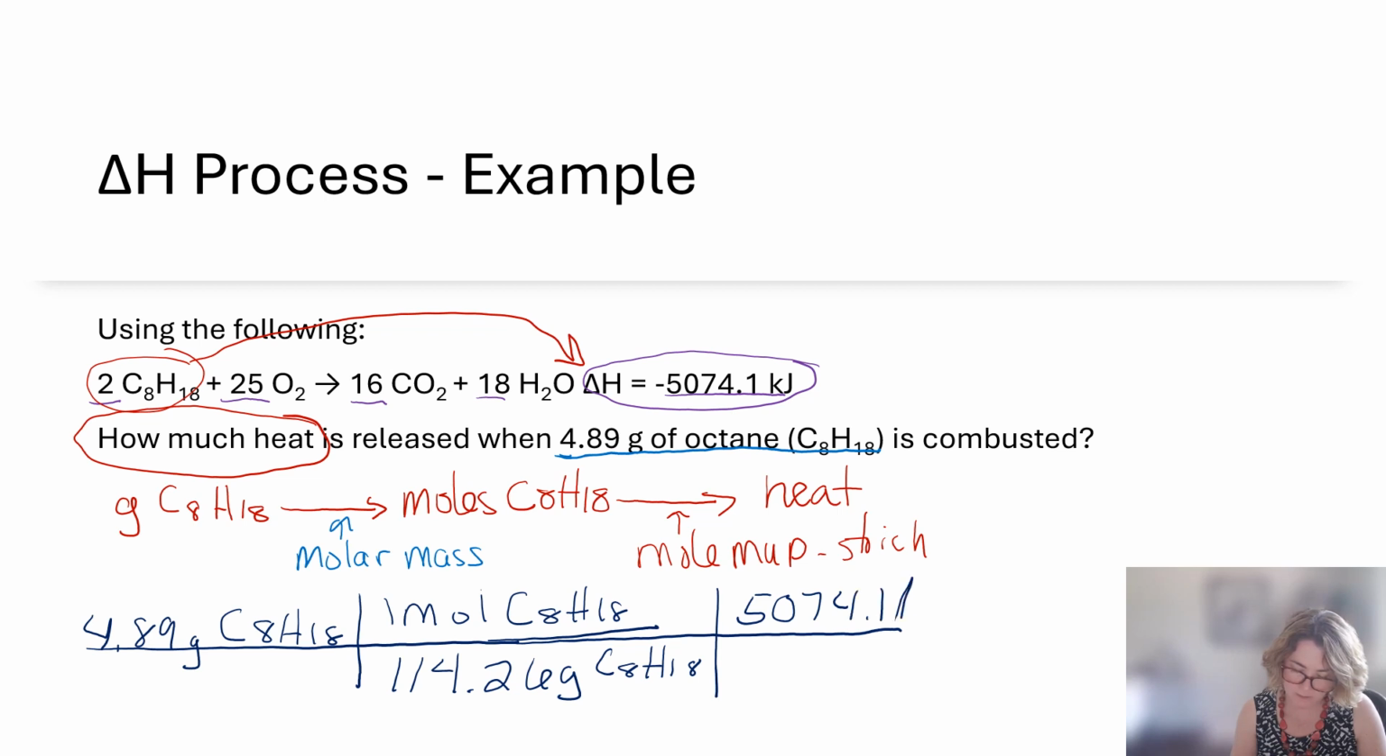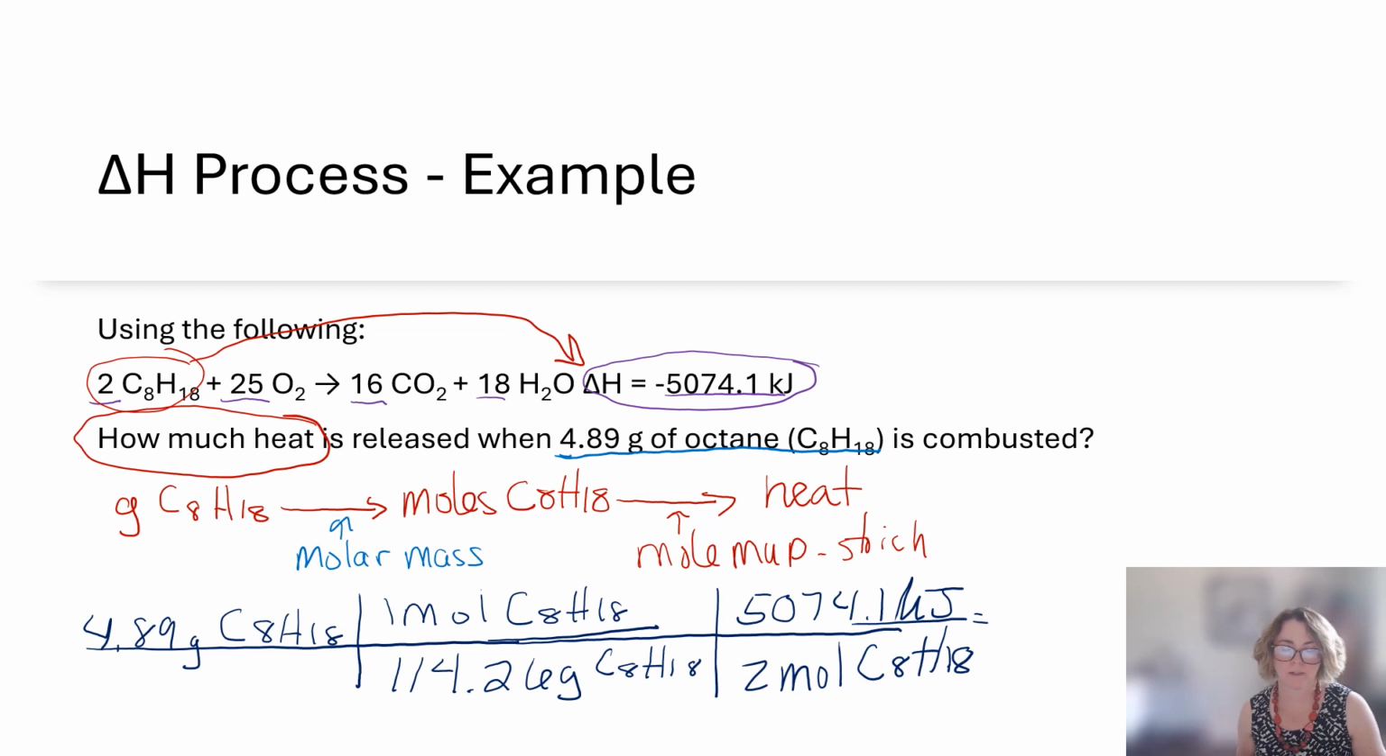5,074.1 kilojoules for every 2 moles of octane. And now I am exactly where I want to be.